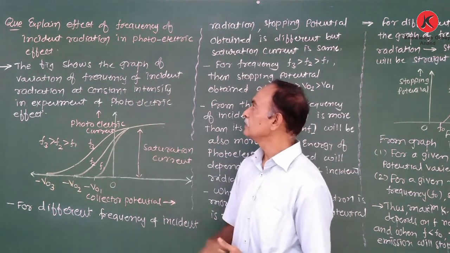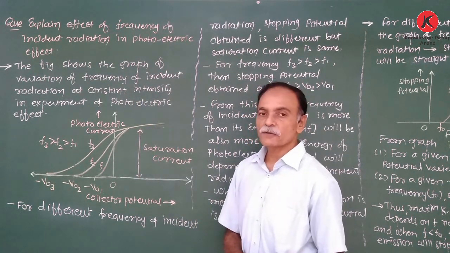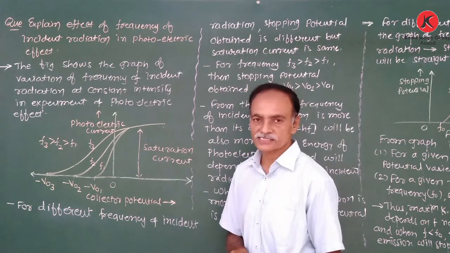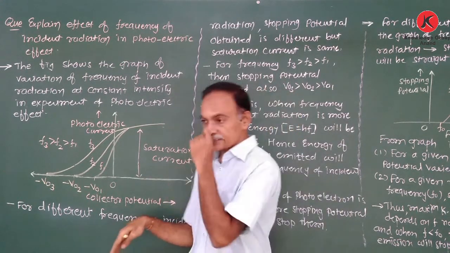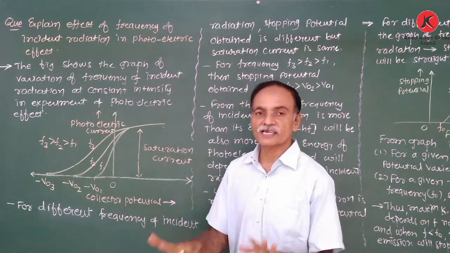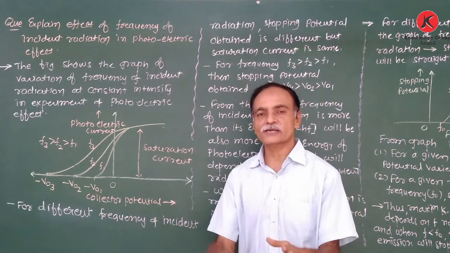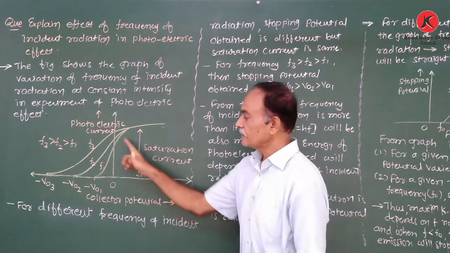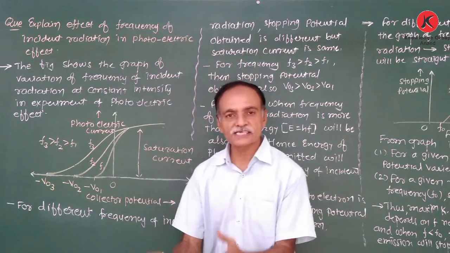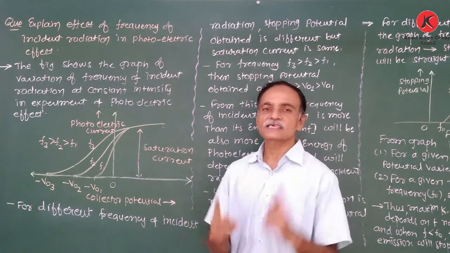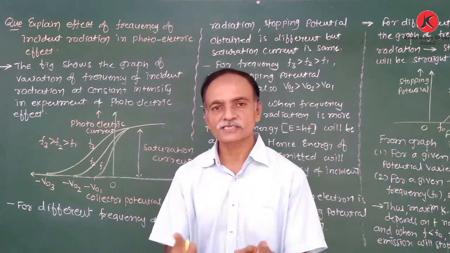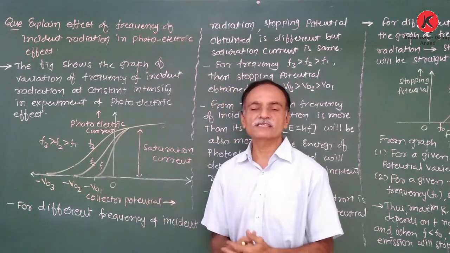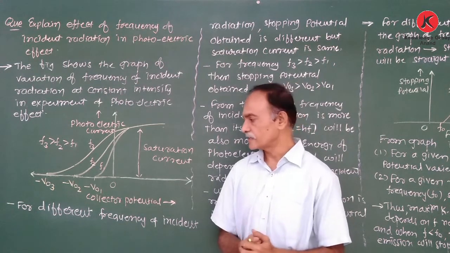Here the graph shows the variation of the collector potential for different frequencies of incident radiation at constant intensity. From this graph, as the frequency increases, the saturation current remains the same. That means the number of photoelectrons emitted by the emitter remains constant. But the stopping potential required to stop these emitted photoelectrons increases. It means the kinetic energy of photoelectrons emitted by the emitter increases with an increase in frequency of incident radiation.